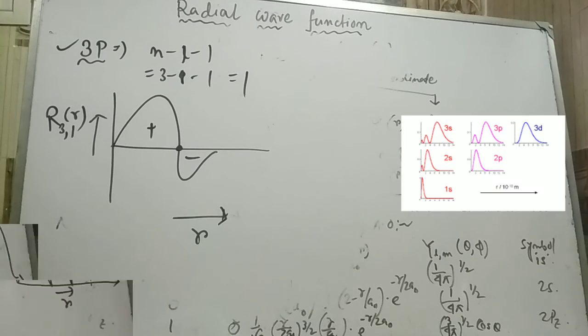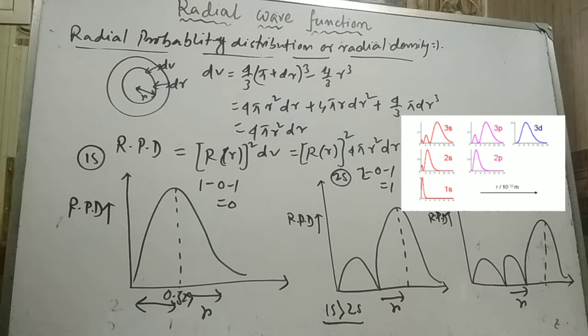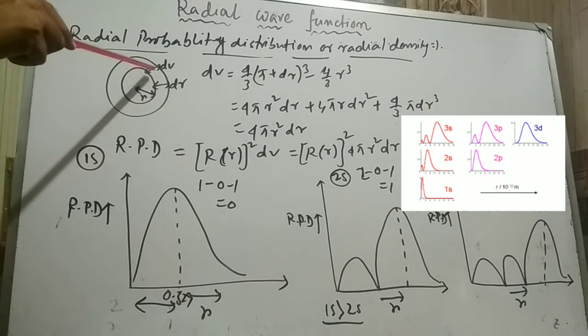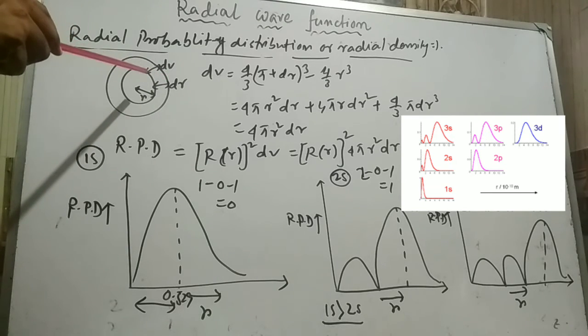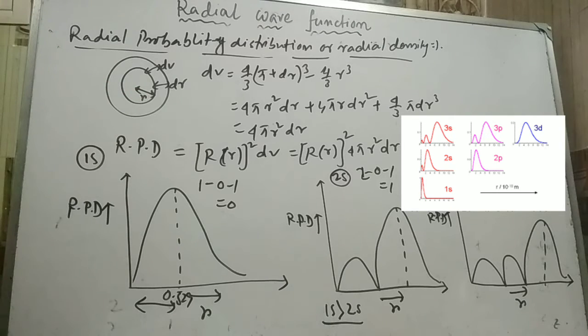Radial probability distribution, or radial density. Study the radial probability distribution or radial density. This is very important. Consider an atom to be made of thin annular shells of thickness dr, and consider such a shell at a distance r from the nucleus.